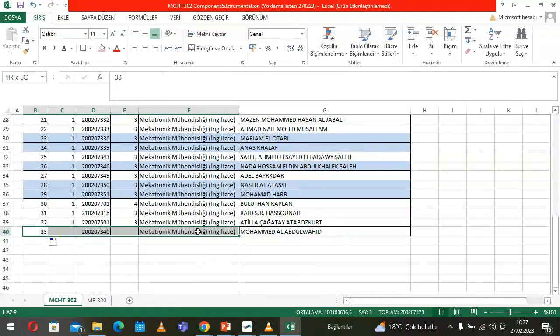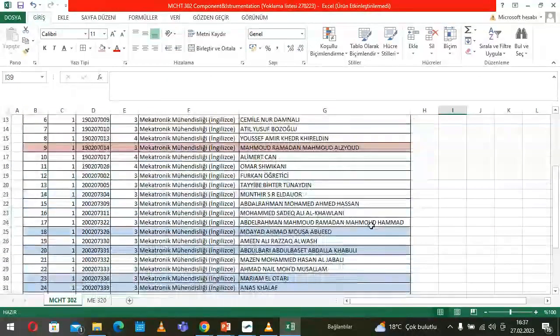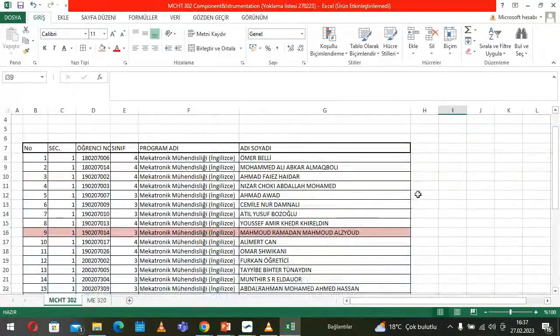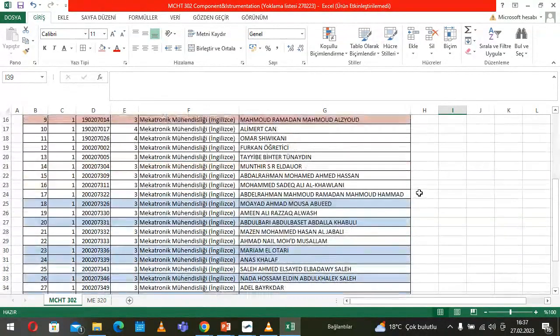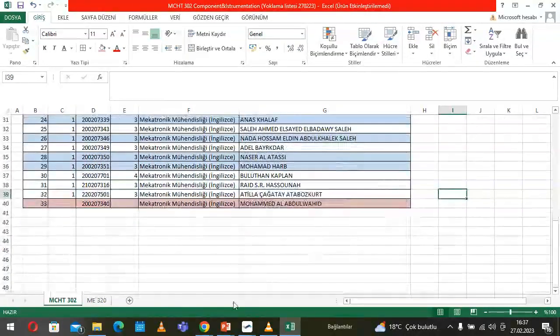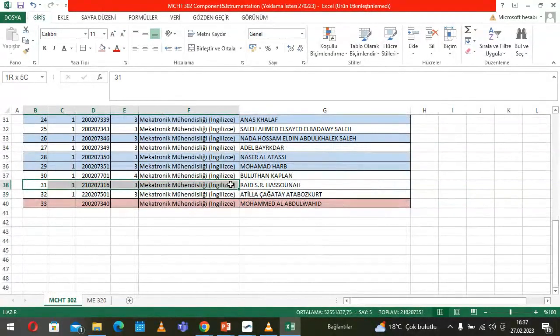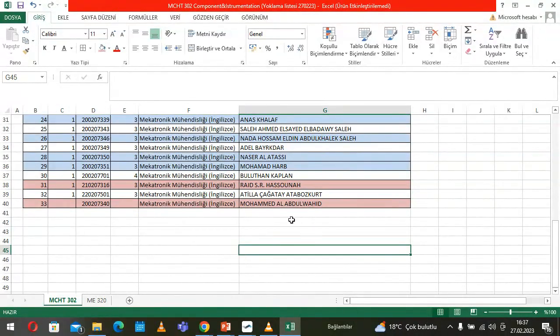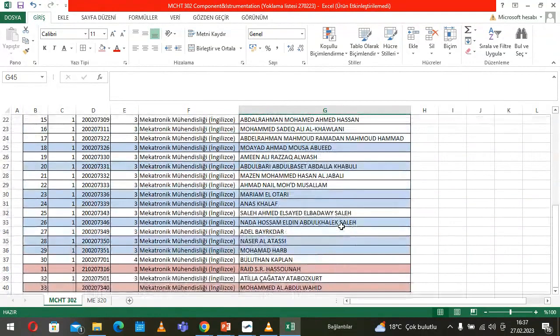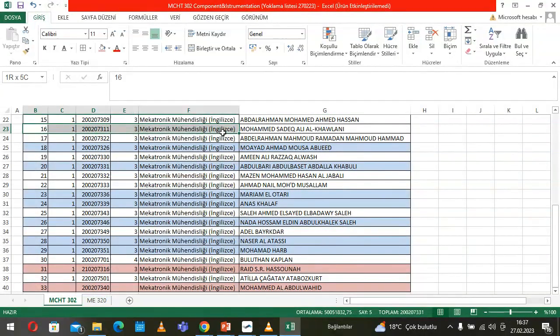Let's indicate it. So this is the second one. Second student is number 31, Raed Hassouna. Yes, this one, in the same group. This is the third one in this group. Then Muhammad Sadiq Al-Khawlani, number 16. Number 16, okay.